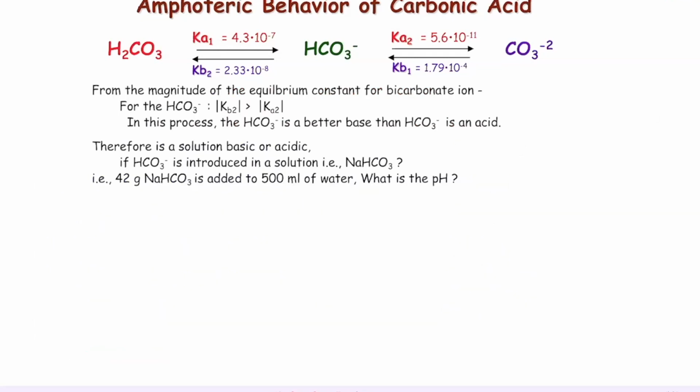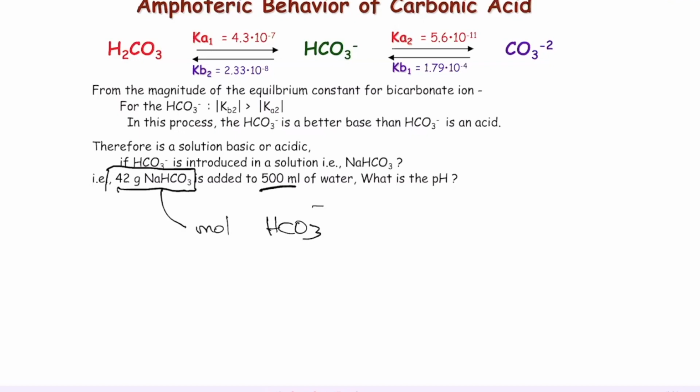One of the questions I've generally asked in the past is, I give you 42 grams of sodium bicarbonate, 42 grams of baking soda, and the question is, what is the pH of the solution? I also tell you that it's dissolved in 500 mL of water. To do this, you need to figure out how many moles you have of HCO3, and then solve the two equilibria.